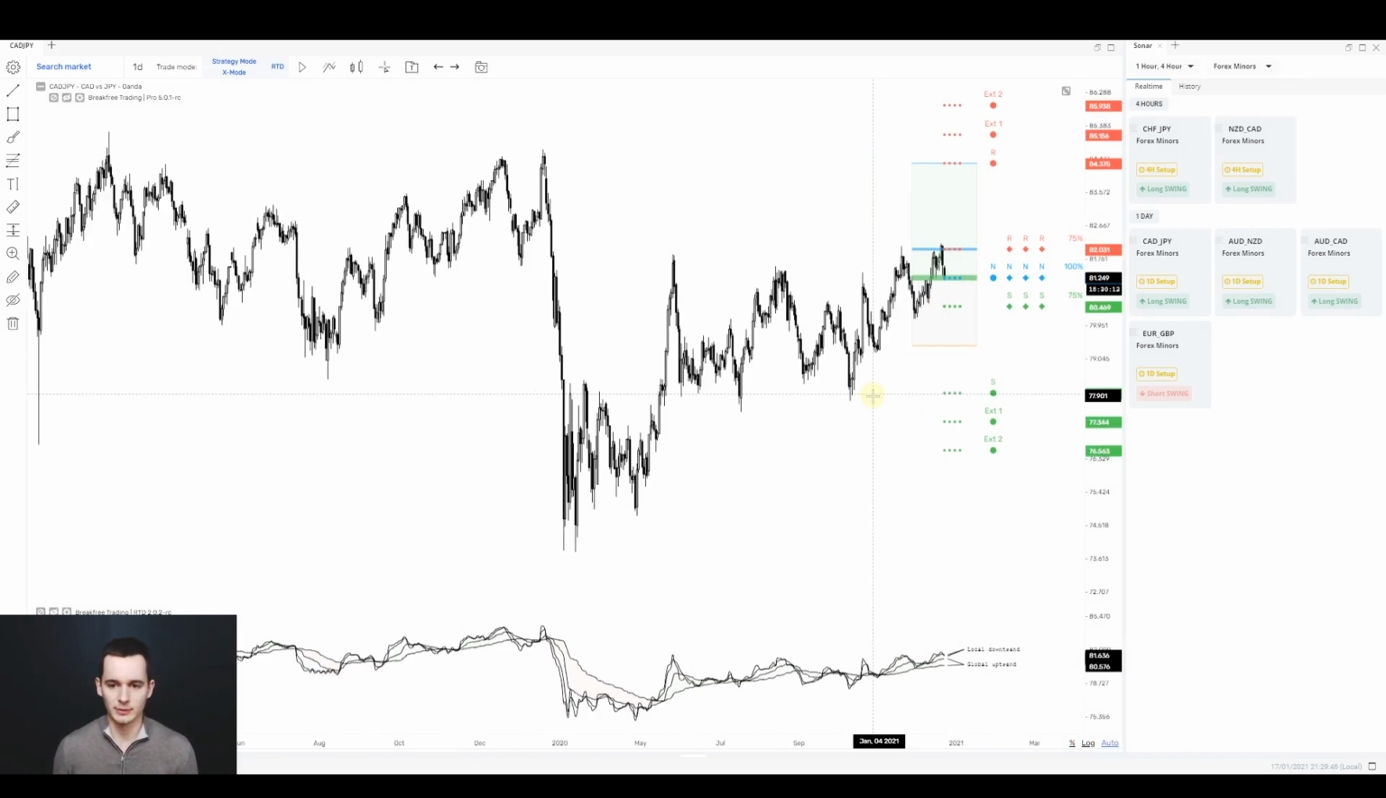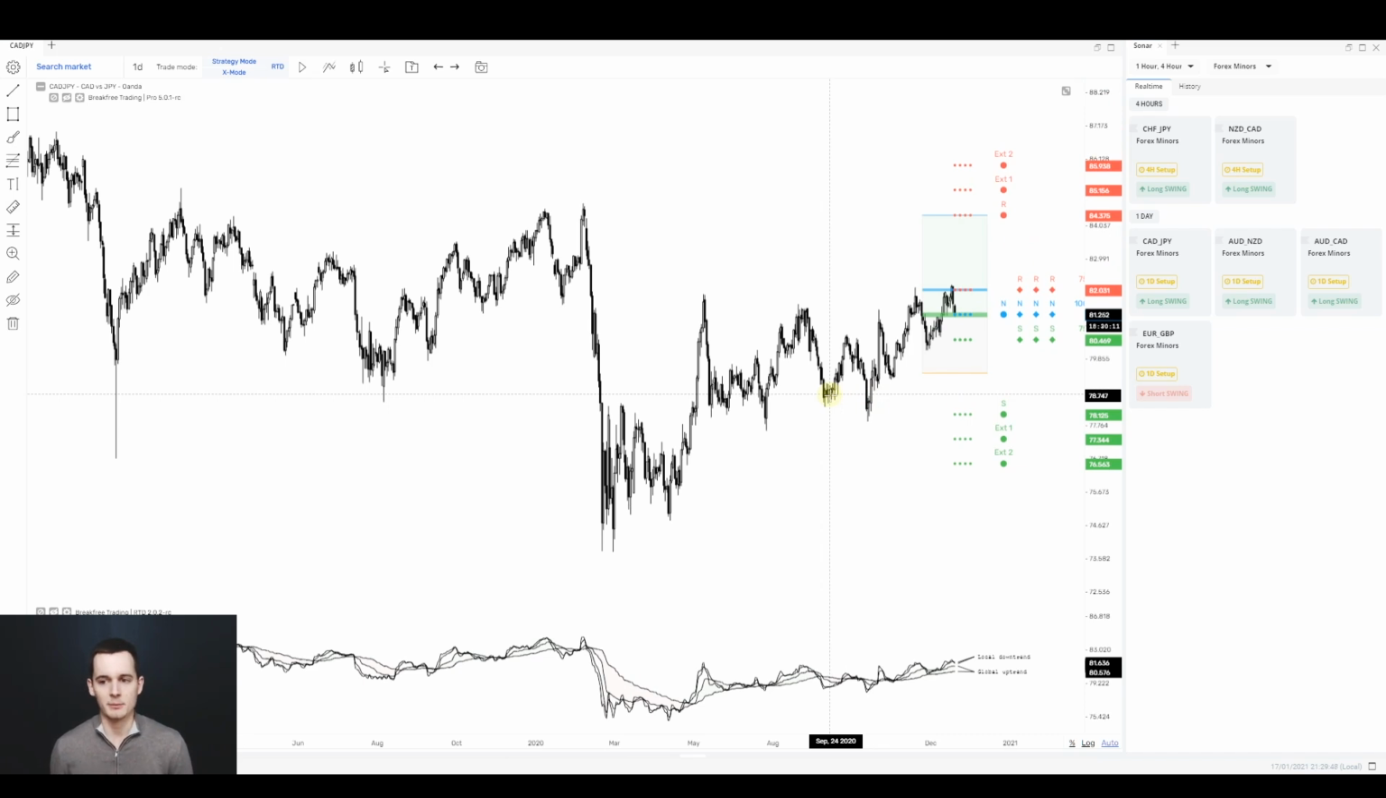CAD JPY looks good if you want to set that up. Make sure you don't overexpose your trades. For example, NZDCAD and CAD, they're both CAD pairs, or for example, AUDNZD, AUDCAD, we're going to go through next. They're both the same currency. So make sure you're not putting on too many trades, even when you're hedging.